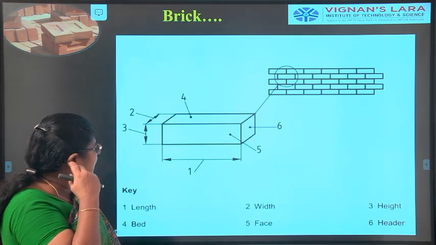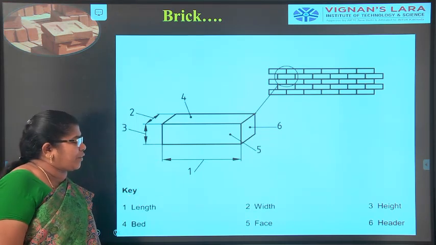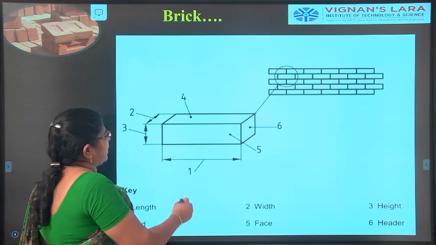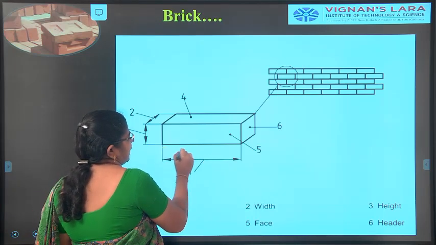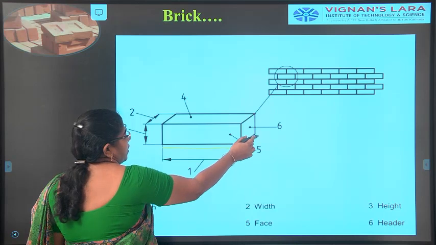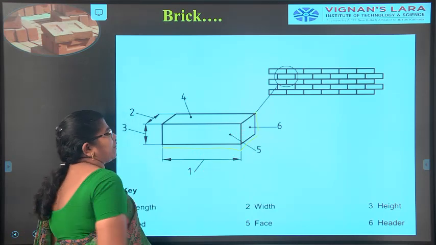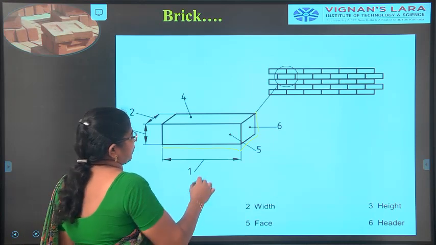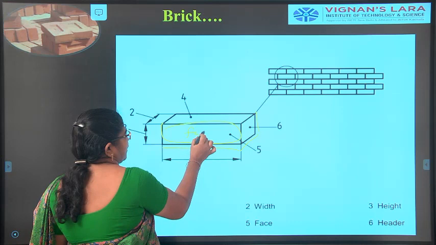So with this, I will tell you, this is a brick. This is called the length of the brick. This I call the width of the brick. This I call the height of the brick. And this I call the face. Whichever side is facing, I call it the face of the brick.